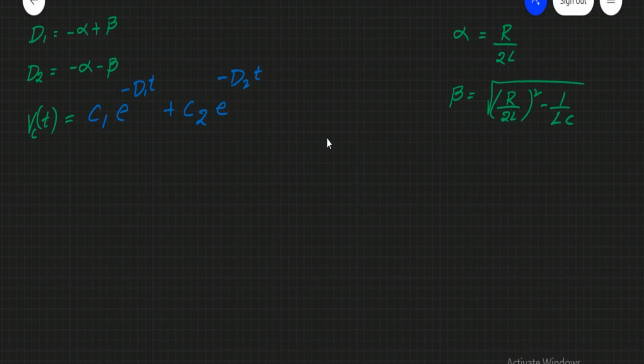So this case 1 is called as, whatever the response you are going to get, that is called as overdamped response. So the response obtained is called as overdamped response.